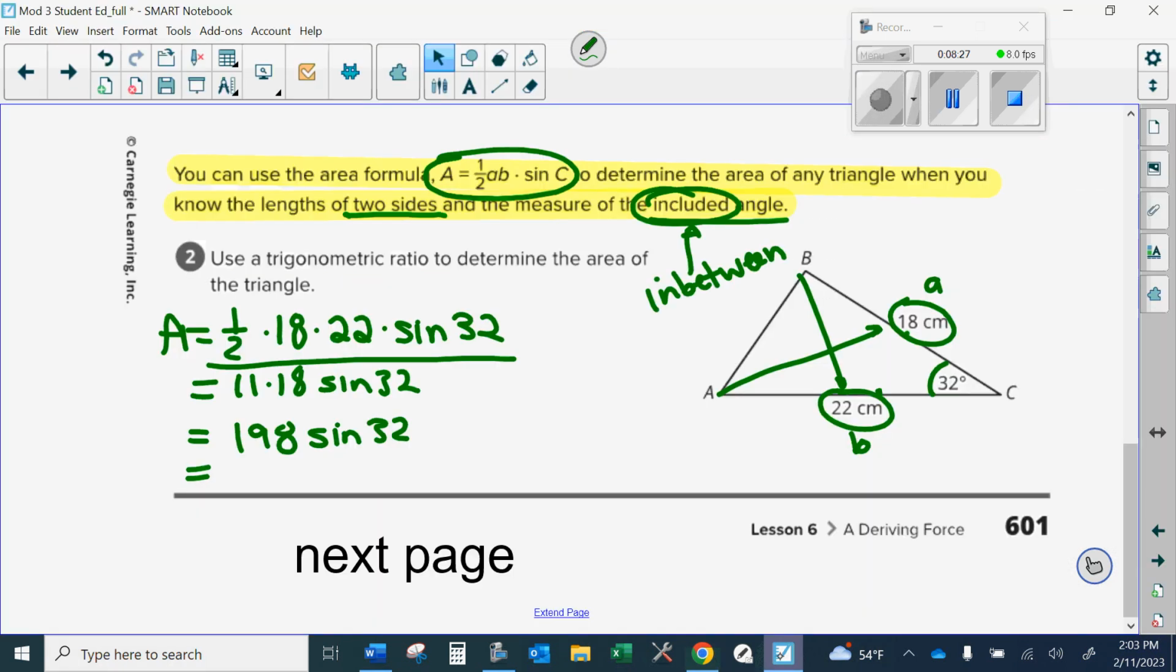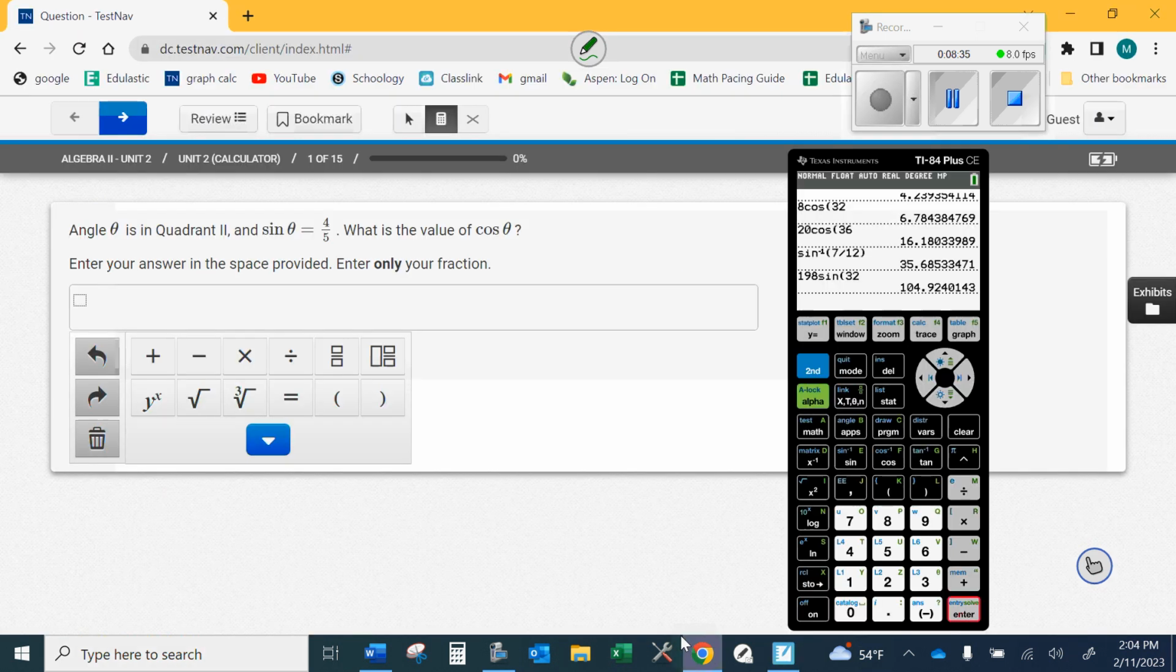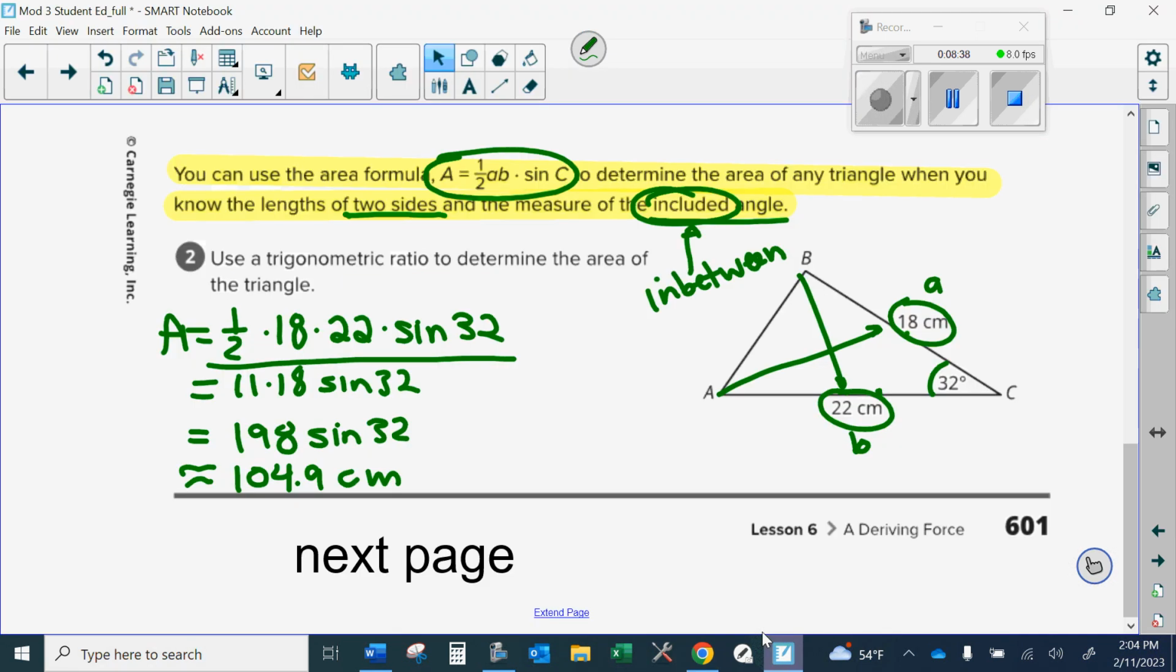104.9. So it's approximately 104.9 centimeters. Let me make sure I read that right. 104.9, yes. Always double check. Okay, so there's the area. Area is squared, right? Because centimeters times centimeters is square centimeters. There you go. Go on to the next page now.